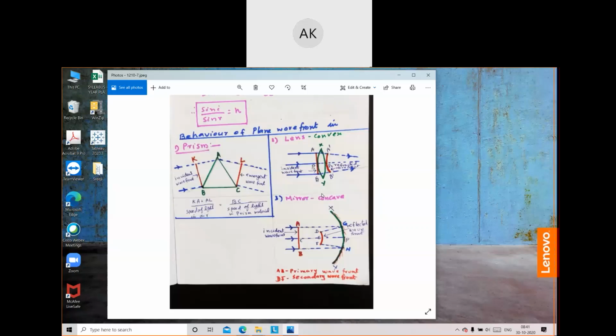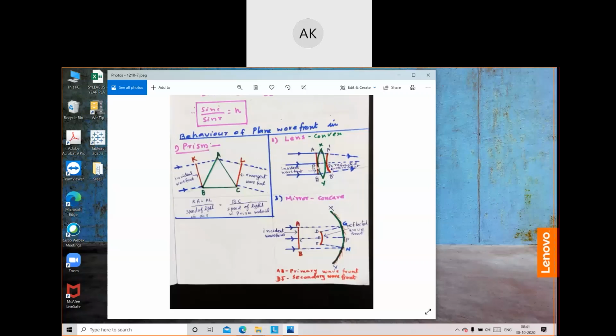The next is the lens, convex lens. This one is a 1 mark question. So here when a plane wavefront is incident on a lens, a convex lens. This is a convex lens. Here you see AB is the plane wavefront incident on it. And you can see the green colored one, that is a convex lens. So what happened here? Here all the same thing happened. Here we have drawn the rays of light perpendicular to that.